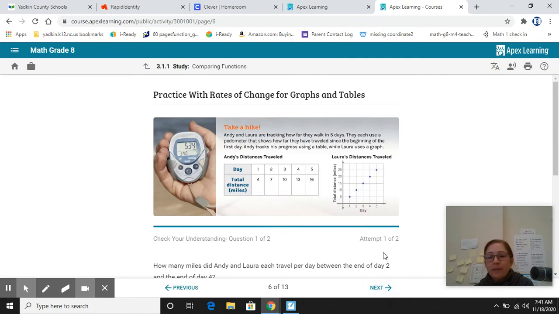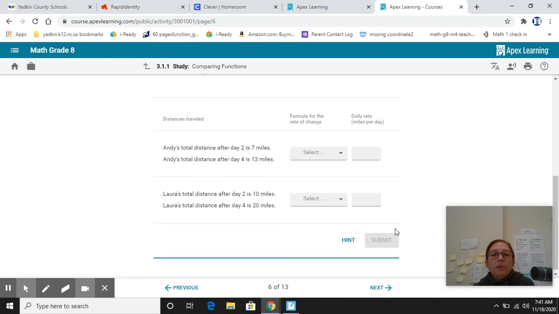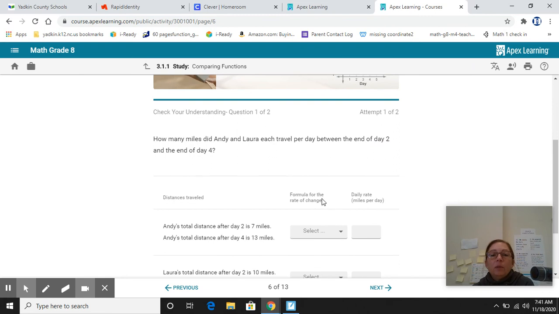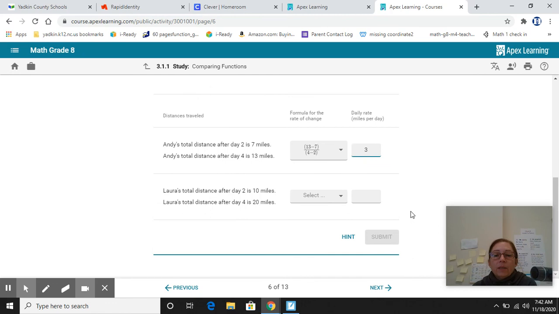I'm looking at my timer because this can only be 5 minutes at a time. Practice with rates of change. Let's see, Andy's total distance after day 2 is 7 miles. What are they asking you to do here? Formula for the rate of change. So they're giving you 2 different sets of ordered pairs here, 2, 7, 4, 13. So you find the difference in the y's. So 13 minus 7 is what we're looking for on top, and then 4 minus 2 is what we're looking for on bottom. And 13 minus 7 is 6, 4 minus 2 is 2, so 6 divided by 2, and then you type in your 3. Okay, that's what it's asking you to do there.